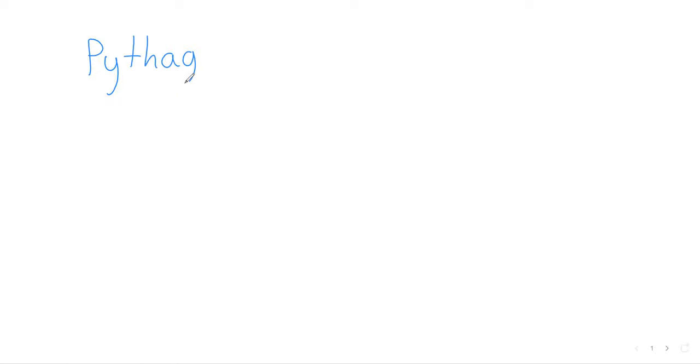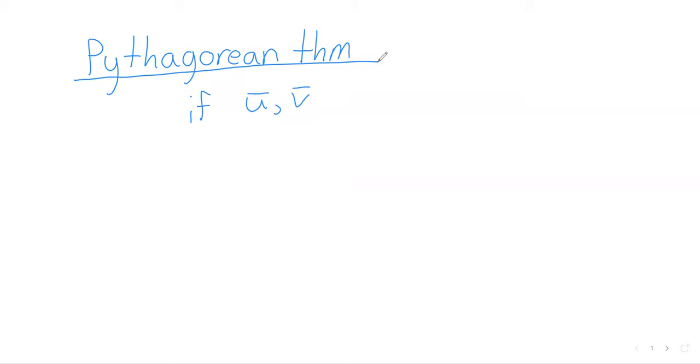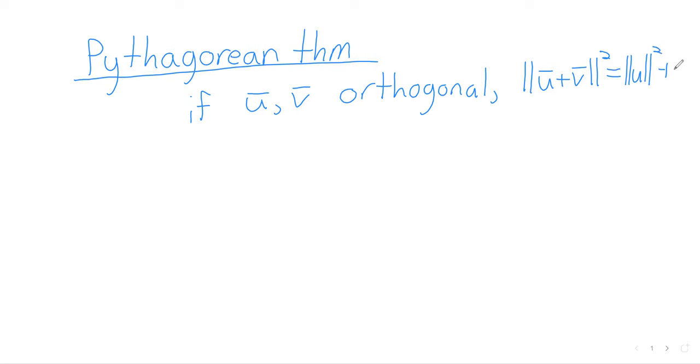The Pythagorean theorem, something we're all familiar with, says that if u and v are orthogonal, then u plus v, that norm squared, is the norm of u squared plus the norm of v squared.